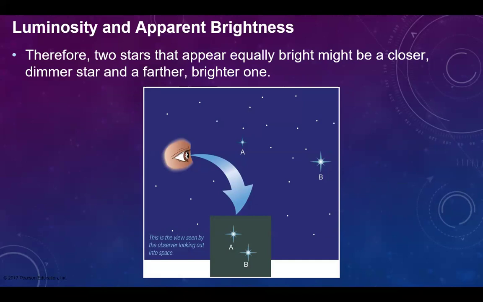Two stars that appear equally bright might be a closer, dimmer star and a farther, brighter one. And most of the stars we see at night are actually both bright and close. That's how we can see them so easily.